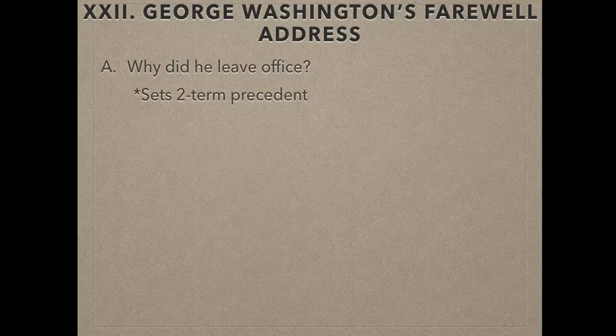Okay, so under A, I put the question, why did he leave office? In other words, why did Washington leave office? I didn't mention that he won the first election, 1788, and then he wins re-election in 1792. So he serves 2 terms. The reason that he leaves office, all I would write there is he wanted to. That's it. He wanted to.